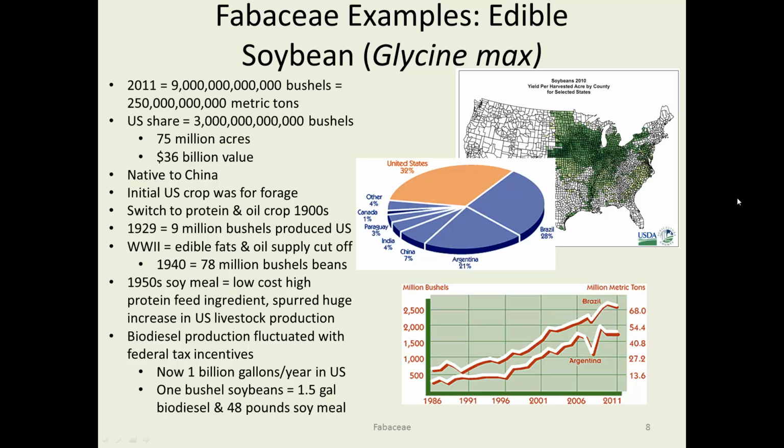The bean is actually native to China and was initially brought to the U.S. as a forage crop, like our alfalfa is now. We switched over to using it for protein and oil production in the 1900s, but there still was not an enormous amount of it produced. In 1929, only 9 million bushels.